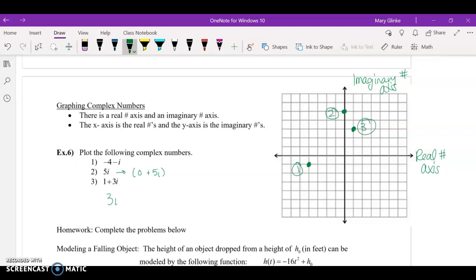Just be careful, because if they're in the opposite form, you have to write it as your real part first and then your imaginary part. So that's where we're going to leave it off.